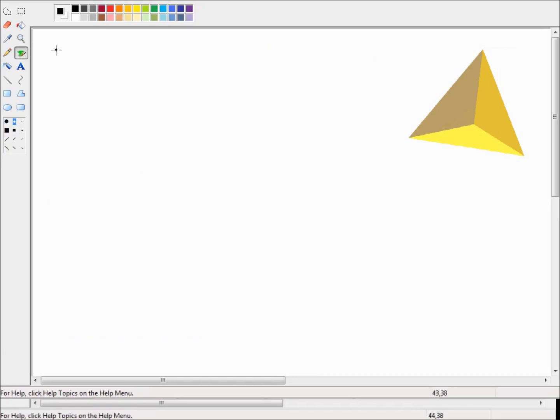So let's just make this clear. The volume is equal to 1/3 the area, which is L squared root 3 over 4, and that's times the height.